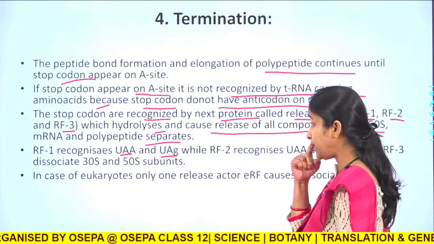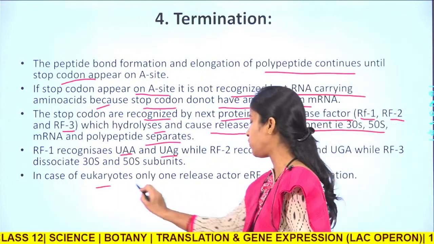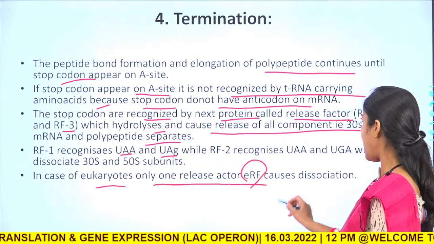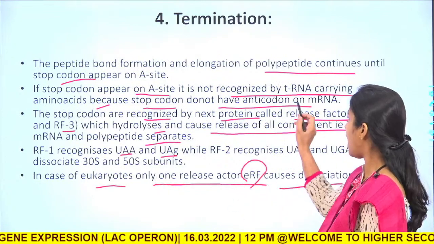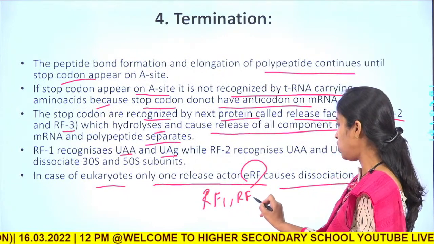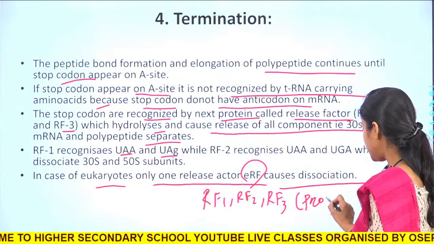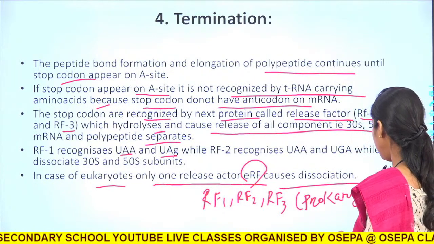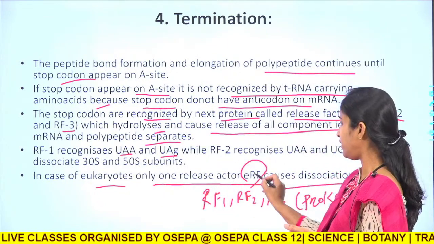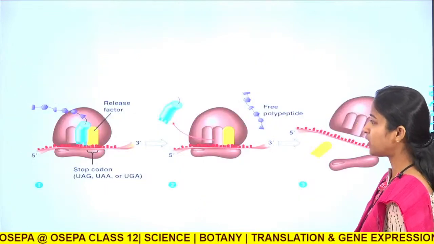Okay. So how it is done, let us have a look. As I told you, in case of eukaryotes there is only a single releasing factor called eRF, and this causes the dissociation and performs all the functions done by RF1, RF2 and RF3 in prokaryotes. Let us have a look at the diagram.